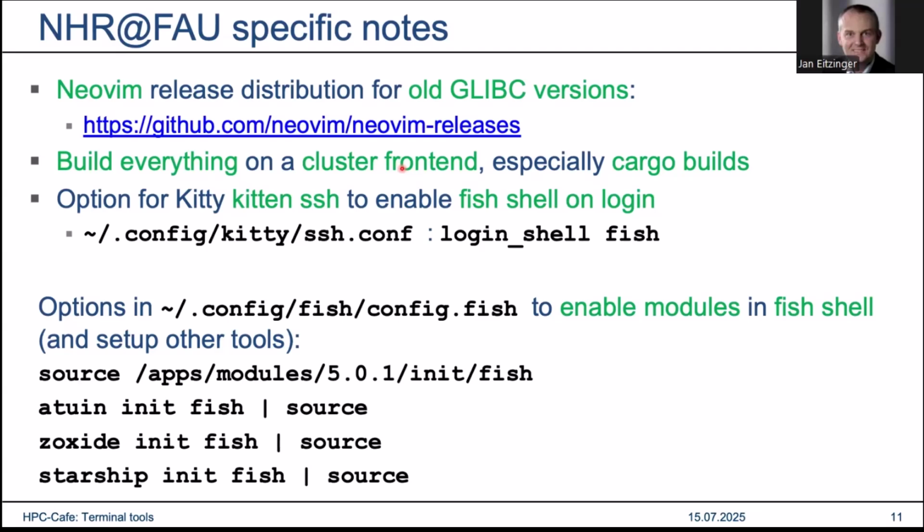To enable fish as a login shell, in case you like fish, you can first try it locally. There is the option in Kitty. In Kitty, you can provide the ssh.conf where you can do host-based configuration, you can copy files on login and so on. And one thing you can also specify is what you want the login shell to be when you ssh to a target system.